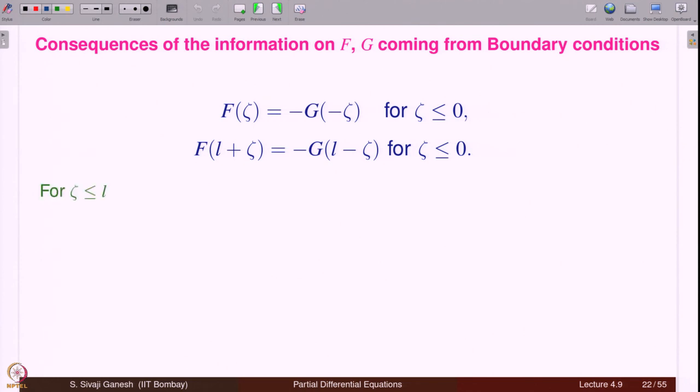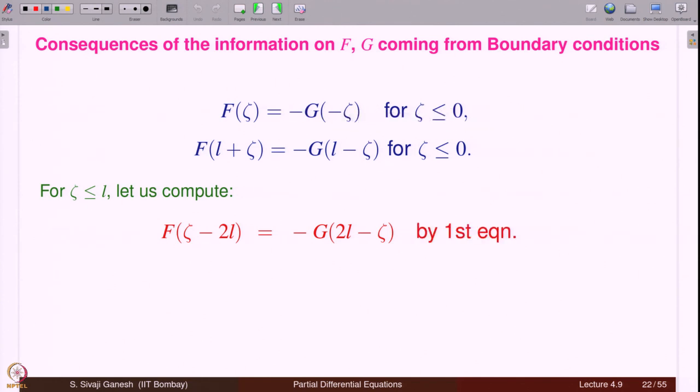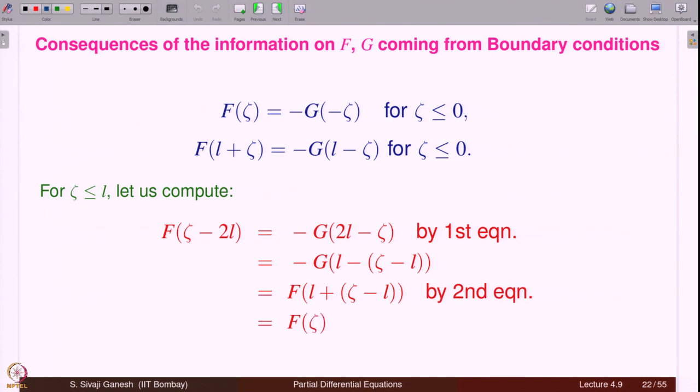Now let us compute, for zeta less than or equal to L, f of zeta minus 2L. That is equal to minus g of 2L minus zeta. Okay, this is actually minus of the inside thing. So I am using the first equation. Now this is just the rewriting of the same thing, L minus zeta minus L. Now I am going to use the second equation. I need the argument to be negative, right. This argument is negative, yes, because zeta is less than or equal to L, so zeta minus L is negative. So, minus g of L minus any negative quantity is given by f of L plus that negative quantity, okay, done by second equation. But what is this? f of zeta. So, f of zeta minus 2L equals f of zeta for every zeta less than or equal to L.